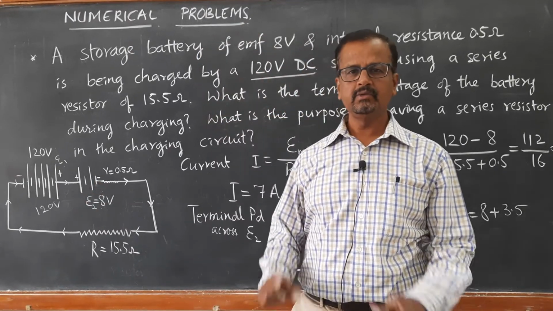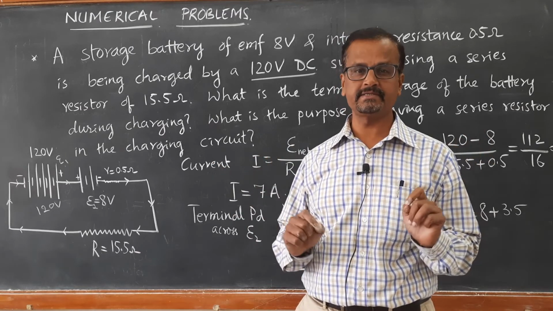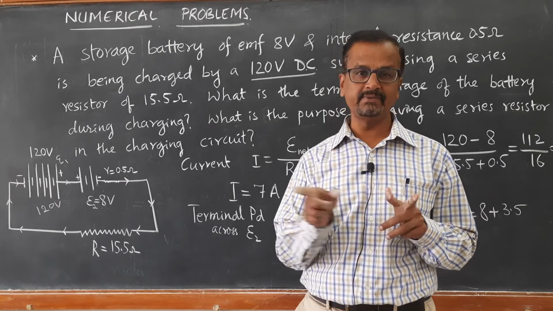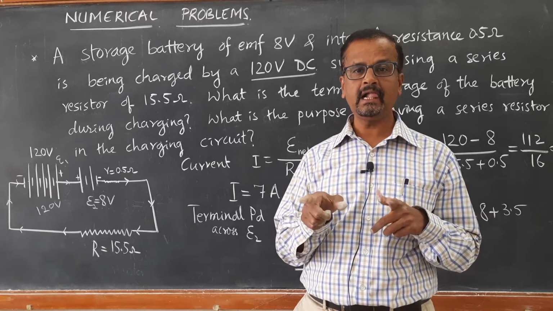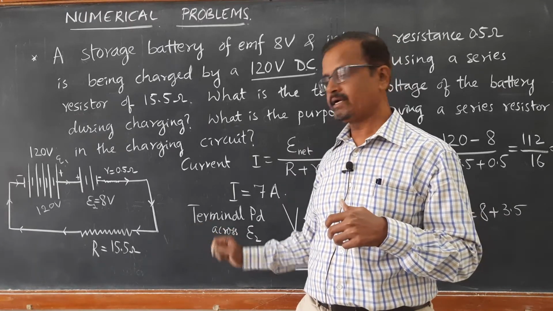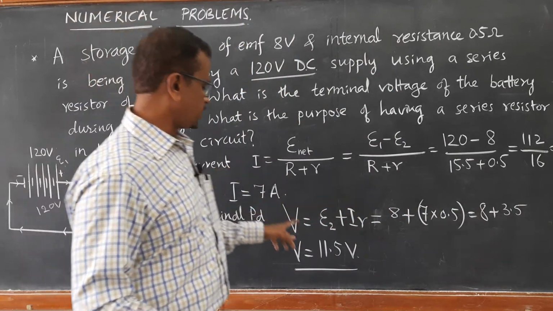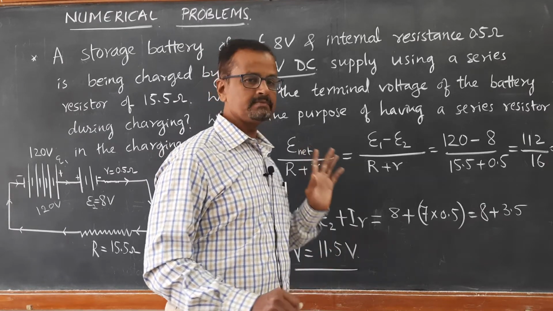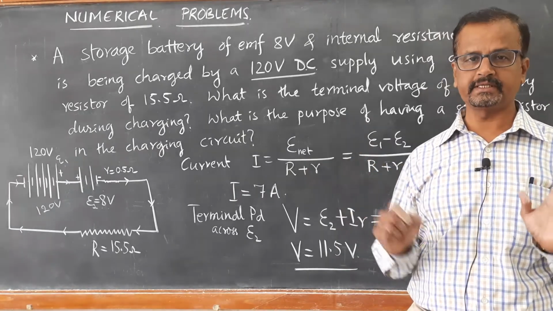So in this example of charging, the terminal potential difference across the battery which is getting charged will be more than the EMF. This is the special case. Please remember, while charging, the current direction inside is reversed, so I will be taken negative. As a result, the terminal potential difference becomes E2 plus Ir. Thus it becomes 11.5, which is greater than the EMF. This is the special case.